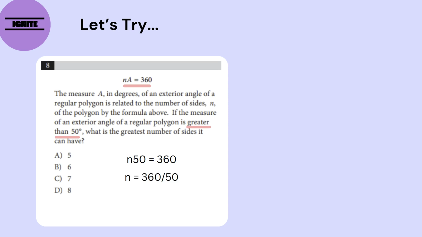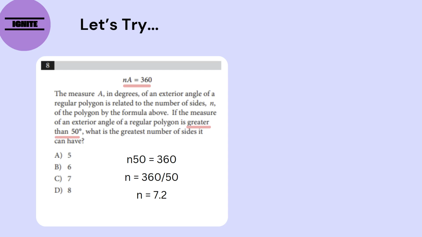Now, let's solve this. n for the sides will equal 360 divided by 50, and we're going to get n equaling 7.2. So we know a polygon cannot have 7.2 sides. That means anything greater than 7.2 that is a natural number, such as 8, is going to be out of our range. It can be anything less than that.